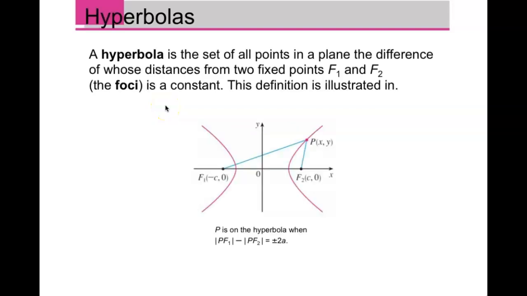Hyperbolas. So let's just define them as a set of points. It's kind of the inverse of an ellipse. It's the set of all points in a plane for whose distances from a set of fixed foci, the difference of those distances is fixed.